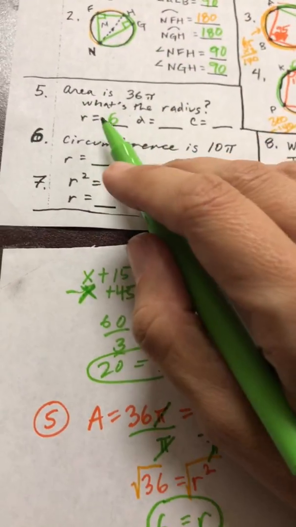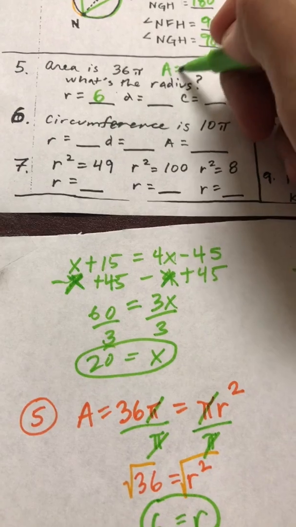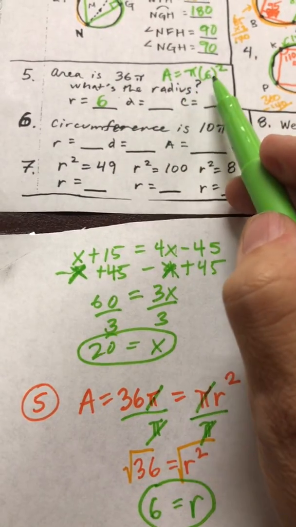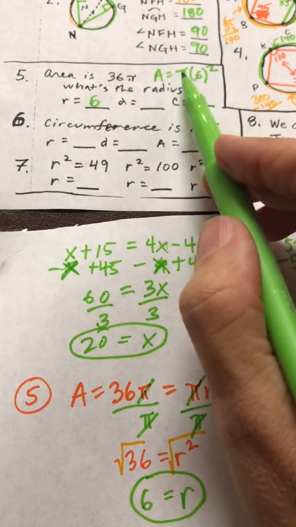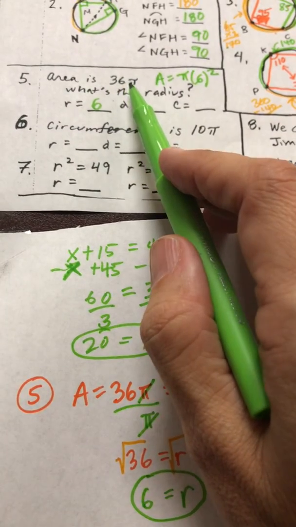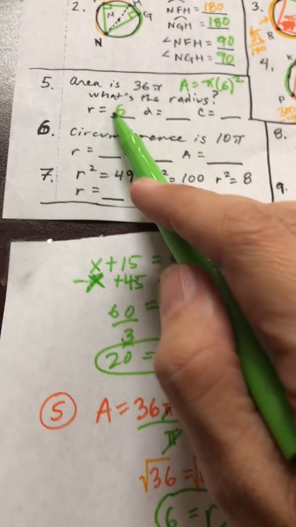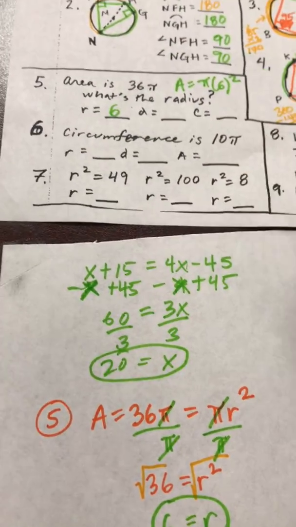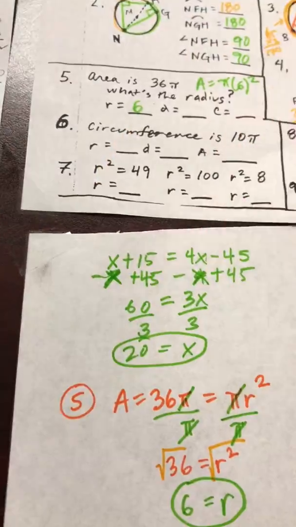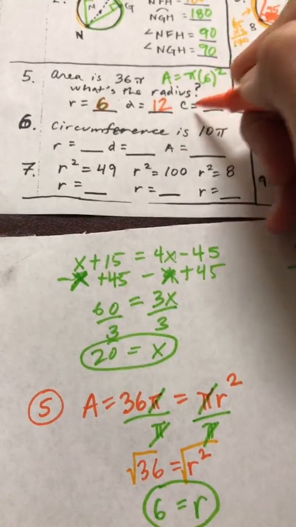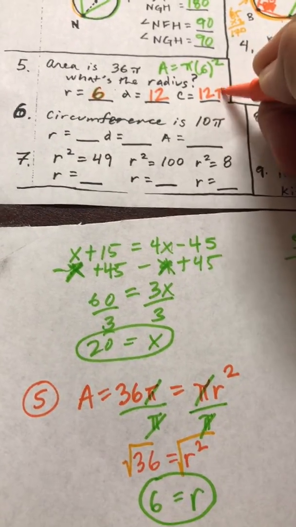If the radius was 6, the area is equal to pi times the radius, or the number 6, squared. So you should realize that that makes sense. That would give me the answer 36 pi, because 6 times 6 is 36. Now if the radius is 6, then the diameter is 12, and the circumference is 12 pi.